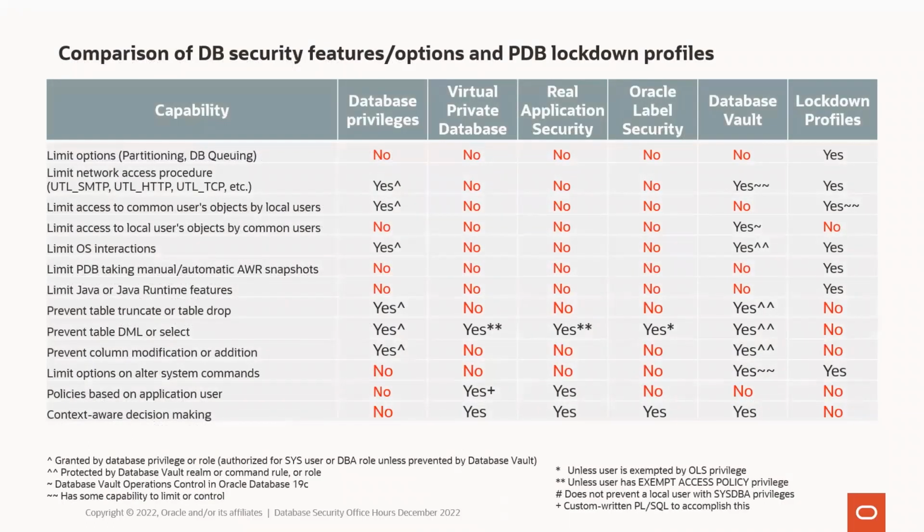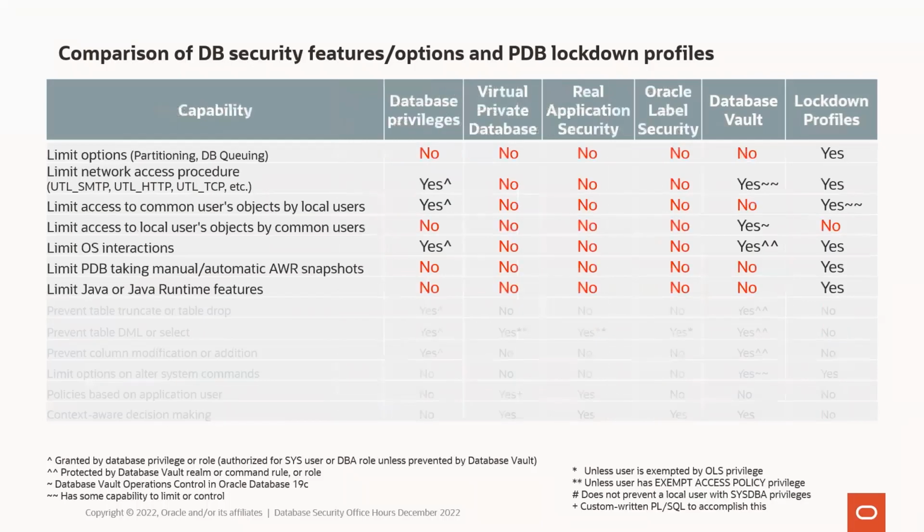And again, okay, where does this fit in the overall kind of defense in depth capability that we have here? So I tried to break this up into different sections. This first section is features, database capability, the ability to execute packages or procedures that access the network or utilize Java runtime. That is exactly where PDB lockdown profiles shine. There's some stuff you can do with privileges, but UTL_TCP, UTL_HTTP, I think is granted to public. So we're not controlling that way. We're controlling it with network access controls.